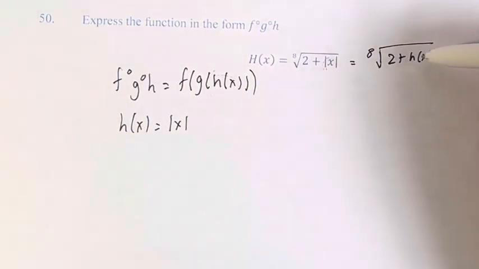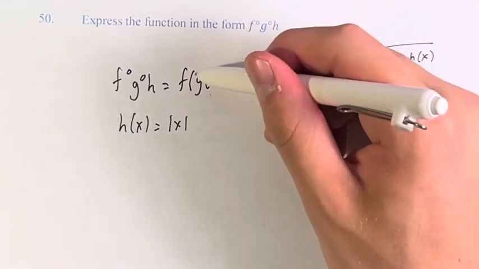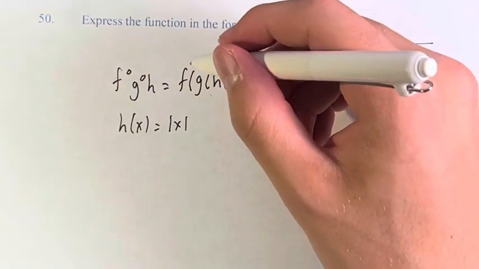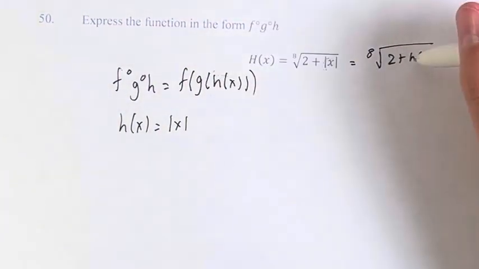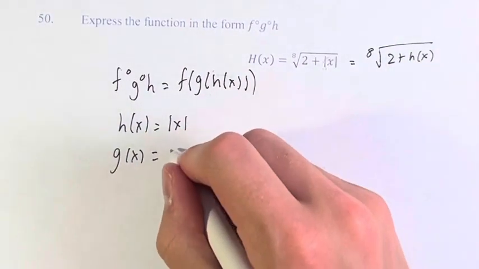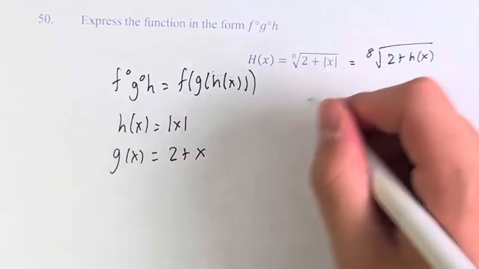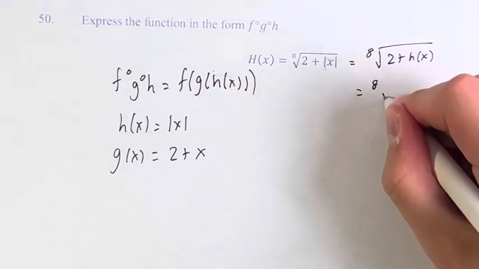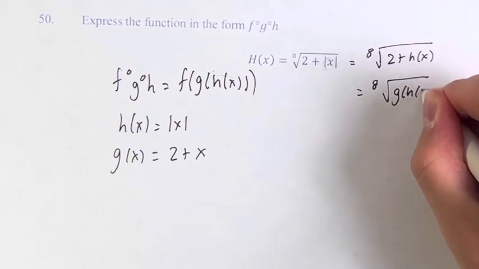Therefore, moving one step outwards, if this 2 plus h of x is g of h of x, then g of x is the same thing, it's just that we're taking on a value of x instead of h of x. Therefore, this is the eighth root of g of h of x.